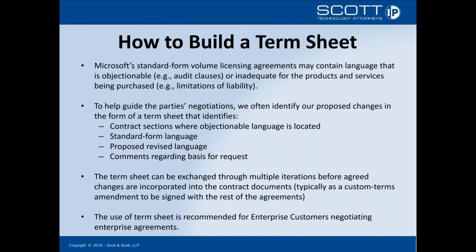We often identify our proposed changes in the term sheet, and it identifies the contract section. So it'll say this is in the MPSA, and this is the language that we're concerned about, and this is our proposed language. And then there'll be comments for why we're asking for this, what our explanation is for the ask, what the business reason or legal reason is that we're asking for it. And then as we move through, we can keep track of what the status of each of the requests is.